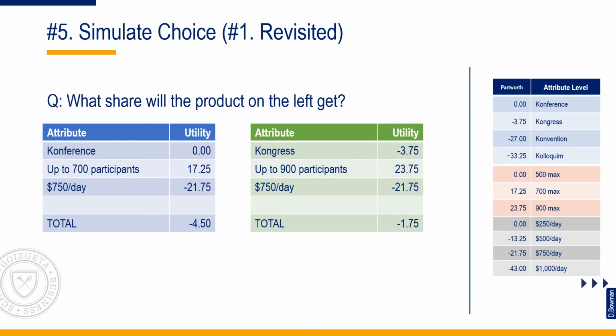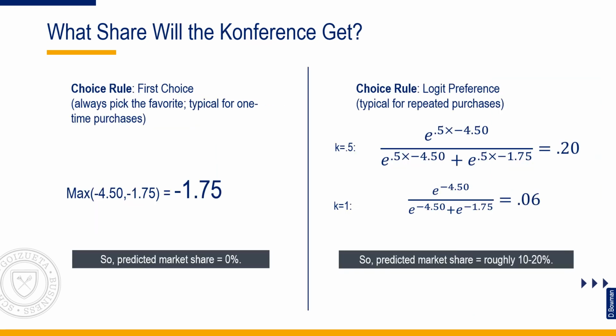Let us assume the individual is choosing between these 2 products. What share will Colloquium get? Well, it depends on the choice rule we assume. Under the first choice rule, Konference's predicted share is 0 as its utility is smaller than Colloquium's utility. Under a share of preference rule, its share will be roughly in the range 10 to 20%, depending upon the scaling factor.